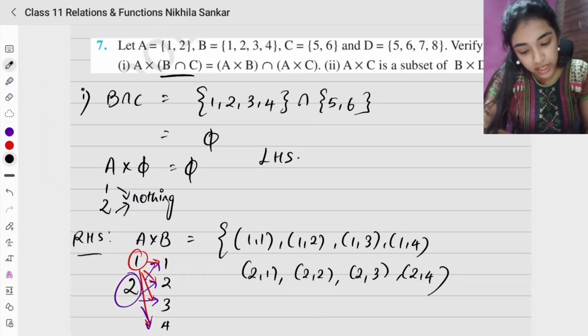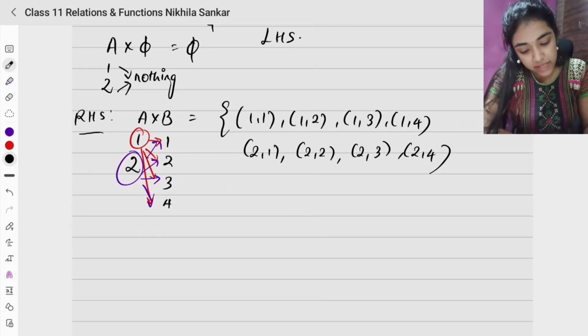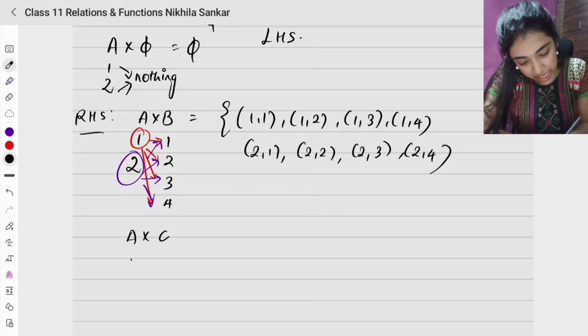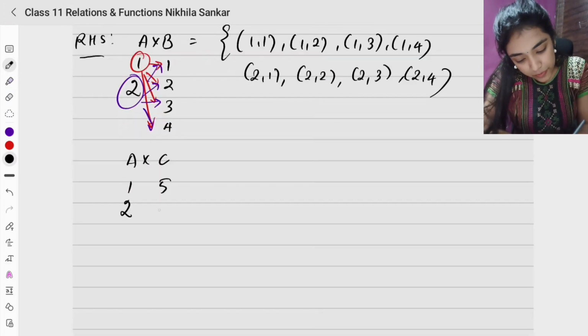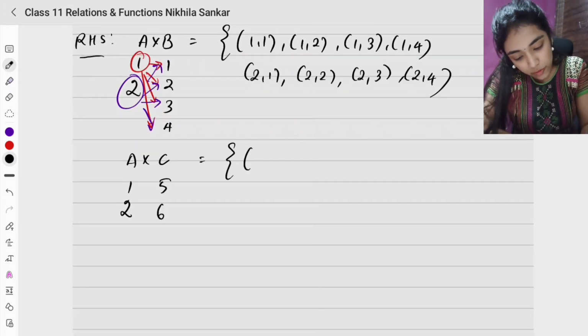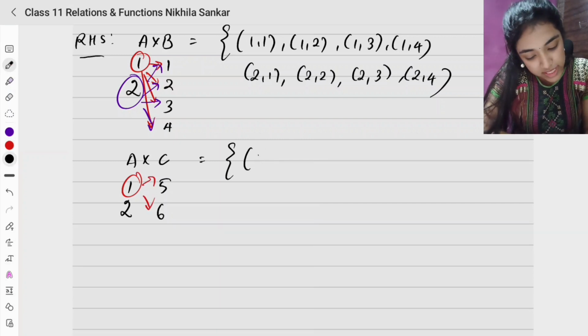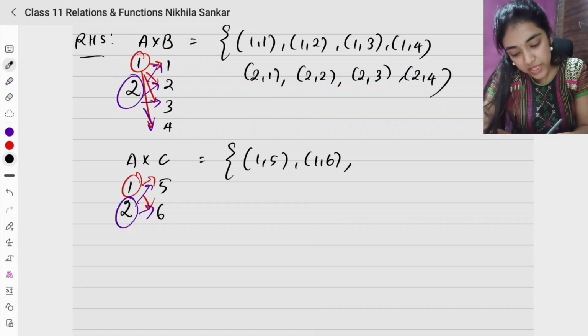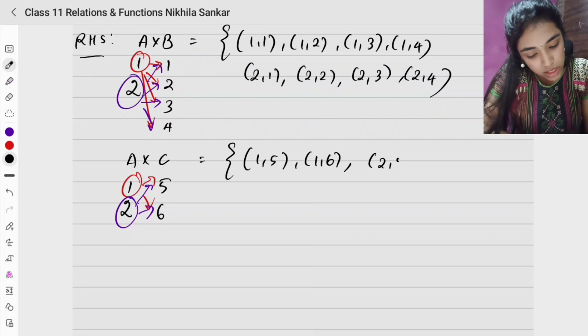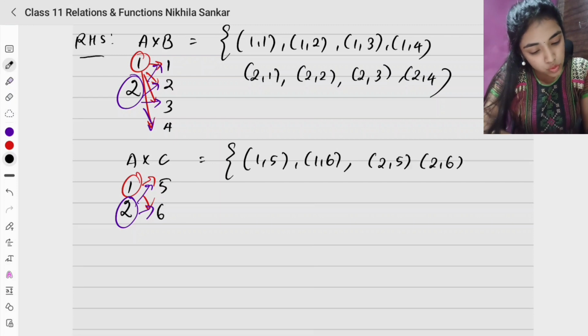Next, I need to find A cross C. What is my A cross C? In A I'll have the elements 1, 2, and in C I have 5, 6. So it is going to be the set of all ordered pairs. Pairing 1 first with 5 and 6, I have (1,5), (1,6). Then I'm going to take 2 and cross it with the elements in C, so I'll have (2,5), (2,6).